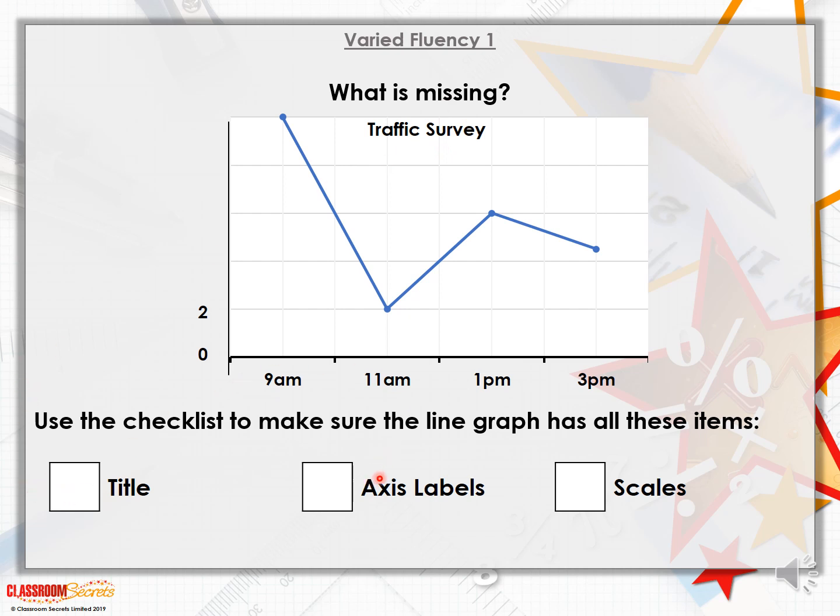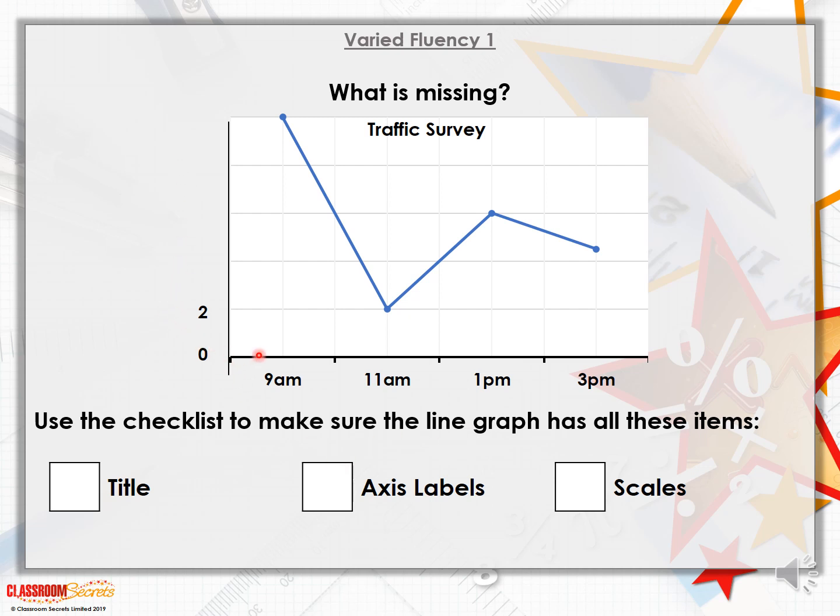Now here we have what's called an axes label. These are your axes here. You've got a bottom axis there, and you've got an axis here, like an L shape. When it says axes labels, we have to label or name the axes. So 9 a.m., 11 a.m., 1 p.m., 3 p.m. Well, what would be a label for that? What could I have for a name? Because the axes labels are missing.